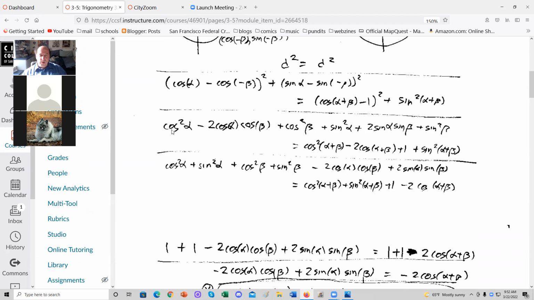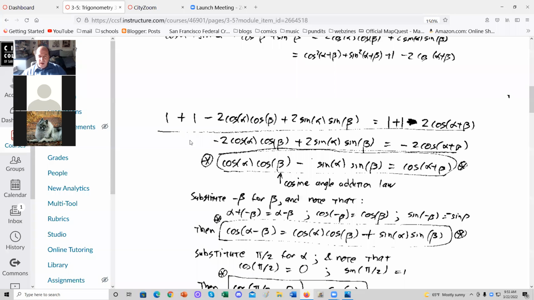So here's cos squared alpha plus sine squared alpha, put those together. Cos squared beta plus sine squared beta, put those together. Cos squared alpha plus beta plus sine squared alpha plus beta, put those together. And the other terms are here, here, here, and here. So here's 1 plus 1, minus 2 cos alpha cos beta, plus 2 sine alpha sine beta, equals 1 plus 1 minus 2 cosine of alpha plus beta. These 1 plus 1s cancel out. Get minus 2 cos alpha cos beta plus 2 sine alpha sine beta equals minus 2 cosine of alpha plus beta.